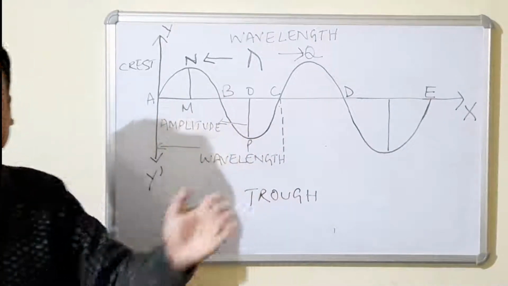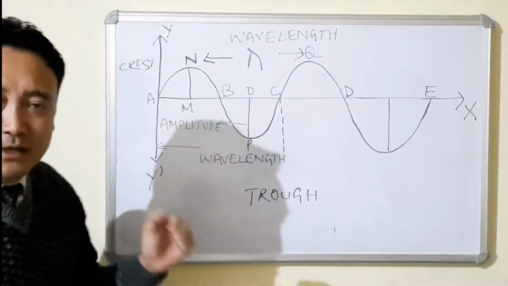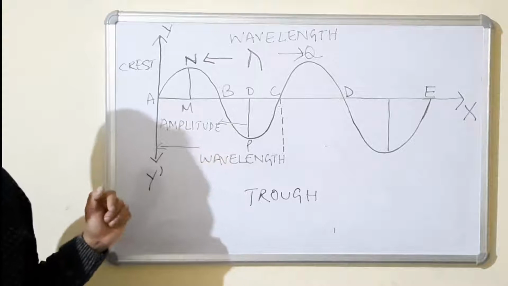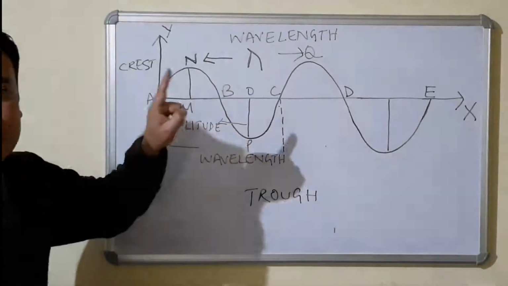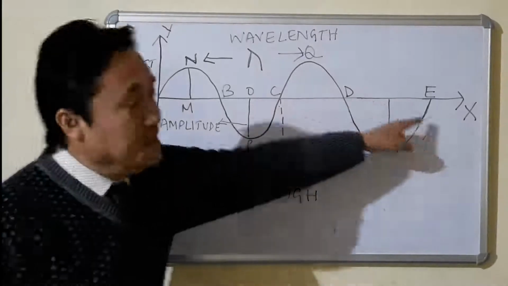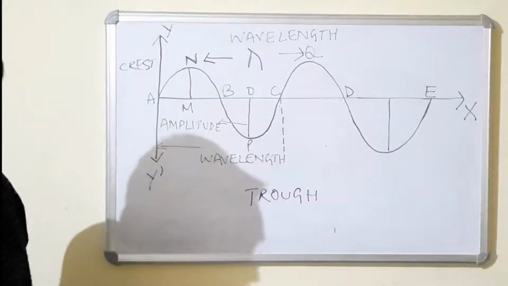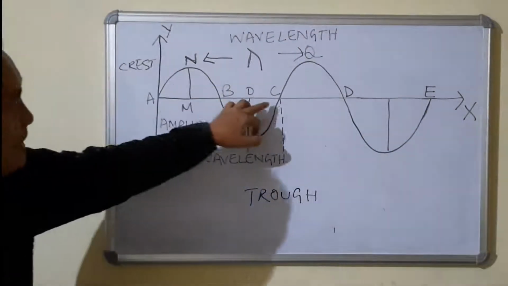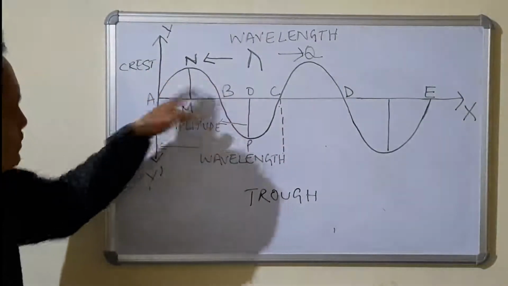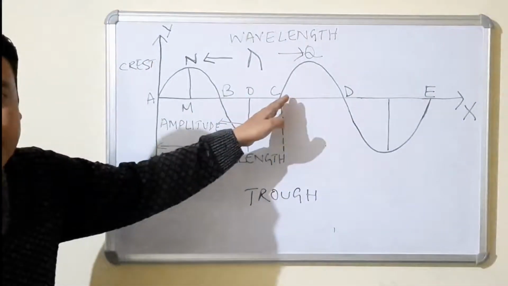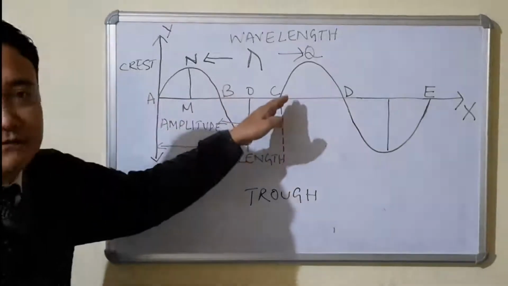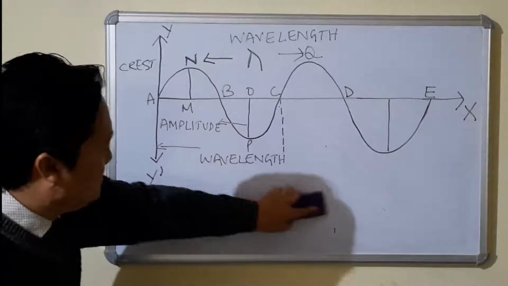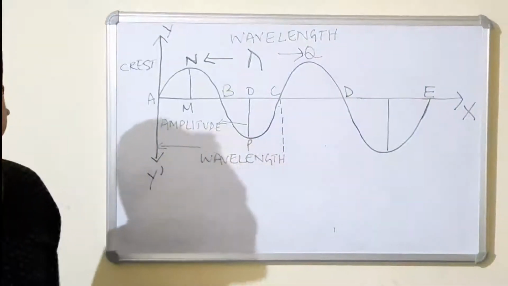So oscillation means the to and fro motion of the particles. In this graphical presentation of a wave motion, AC represents one oscillation, and CE represents another oscillation. From the definition of oscillation, A is the mean position and C is the final position, with one crest and one trough. The point where one crest and one trough are completed makes one oscillation. So AC represents oscillation.